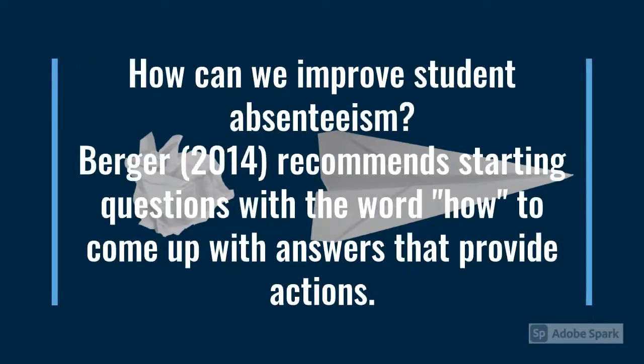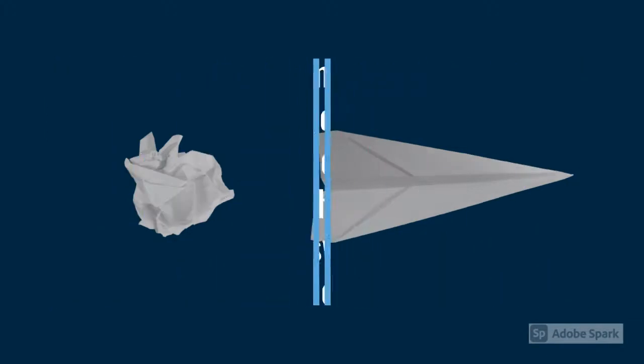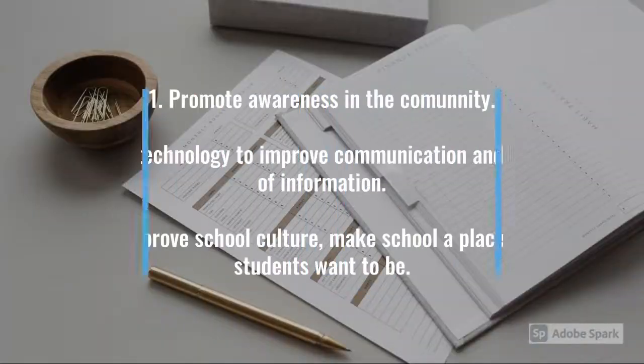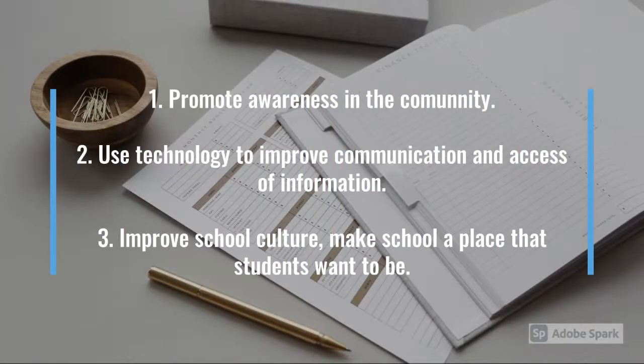To put it all together, how can we improve student absenteeism? Berger recommends starting questions with the word how to come up with answers that provide actions. Based on my survey data and research, some actions that may help this wicked problem are: 1. To promote awareness about this issue in the community. 2. Use technology to improve communication and access of information. And 3. Improve school culture. Make school a place that students want to be.